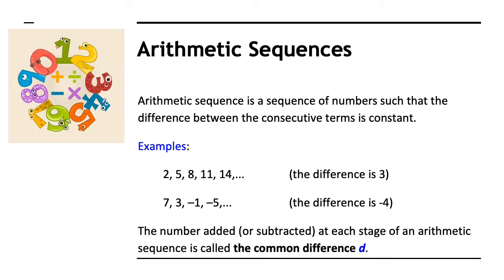The number added or subtracted at each stage of an arithmetic sequence is called the common difference and is denoted using the variable d. It's called the common difference because if you subtract, that is, if you find the difference of successive terms, you'll always get this common value.